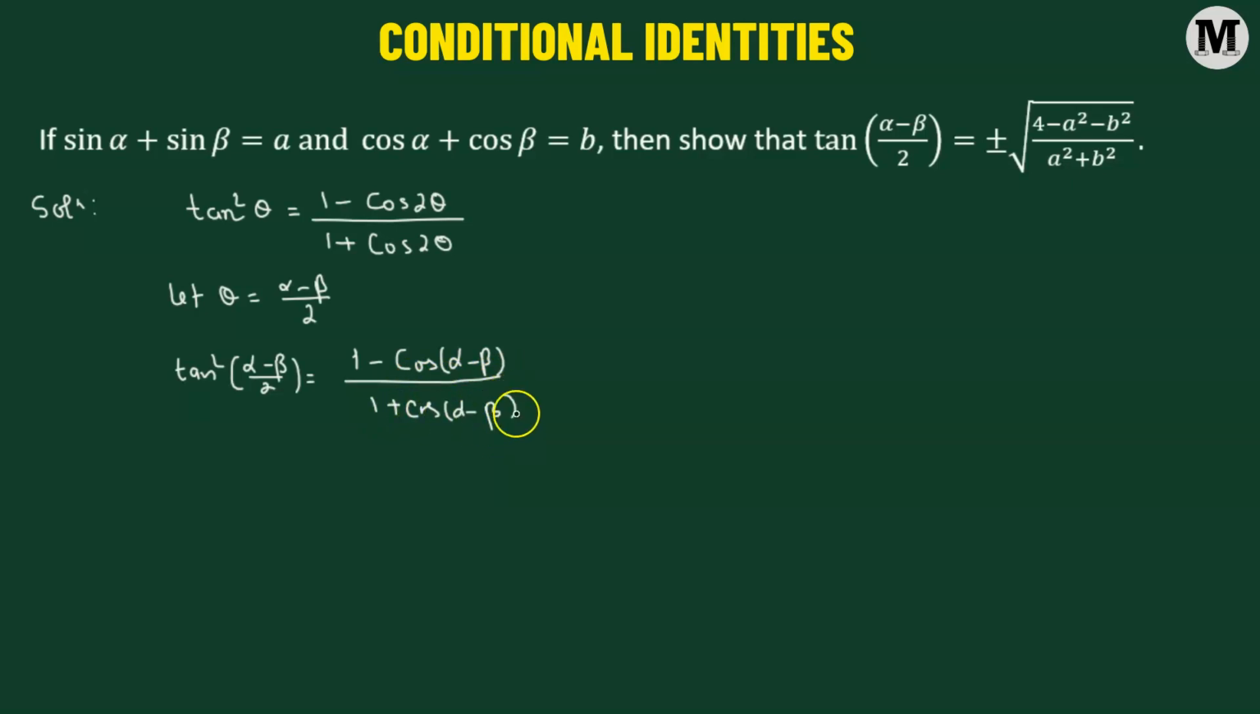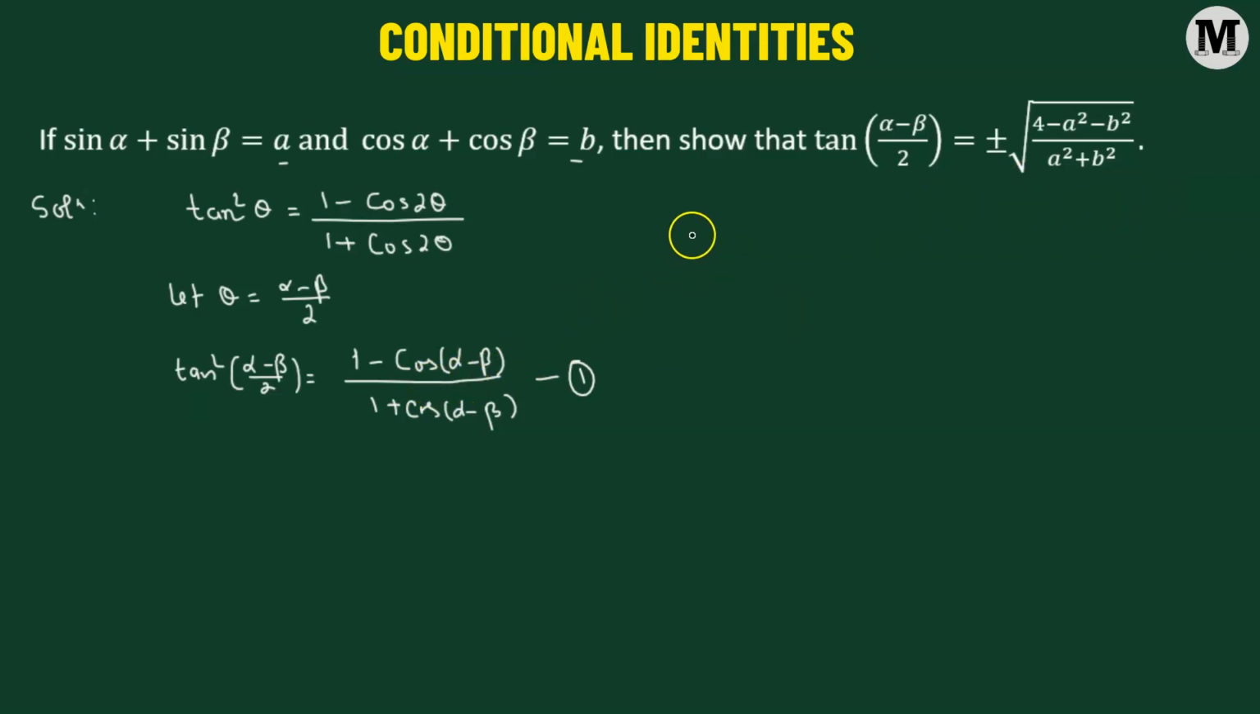So our goal will be to determine the value of cosine of (alpha minus beta) first. Once we have that value, which will come in terms of a and b, then we can replace this value in this particular equation. Let's call it number 1, and then we should be able to solve our problem. Okay, now how shall we find the value of cosine of (alpha minus beta)?